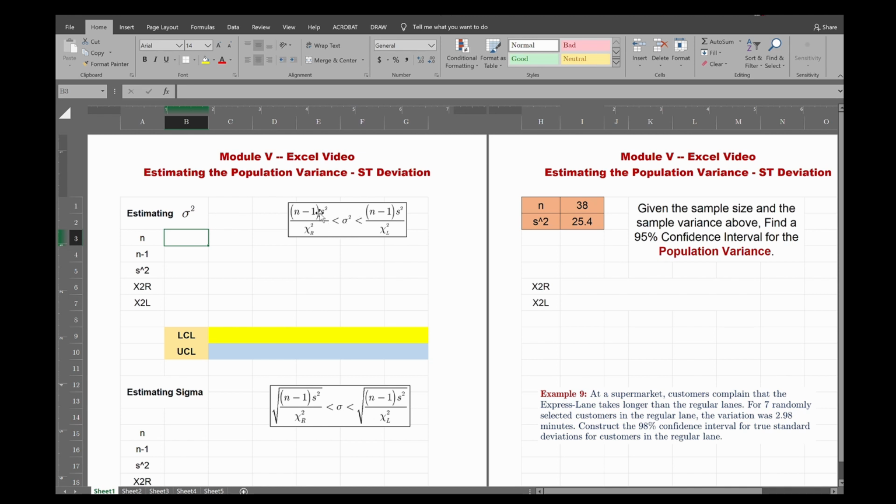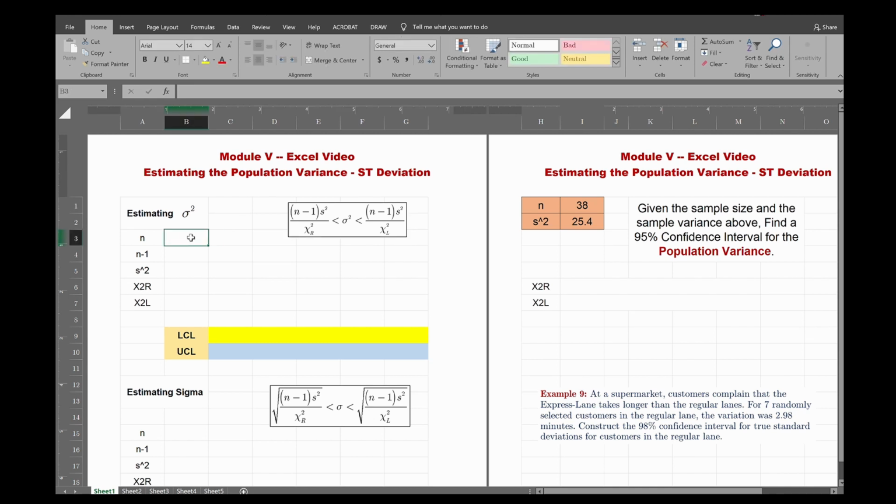We've used the sample information with these formulas to be able to estimate the actual population characteristic that we're talking about, in this case the population variance. Now here we have a problem. They've given us a data set. It says given the sample size and the sample variance above, that's just right here. So your sample size is 38 and your sample variance, which is S squared, is 25.4. It says find a 95% confidence interval for the variance. Well, right there, find a 95% confidence interval for the variance tells you that you have to use this formula here.